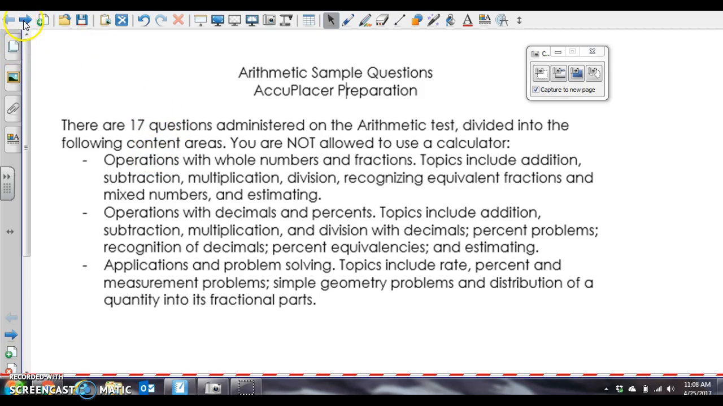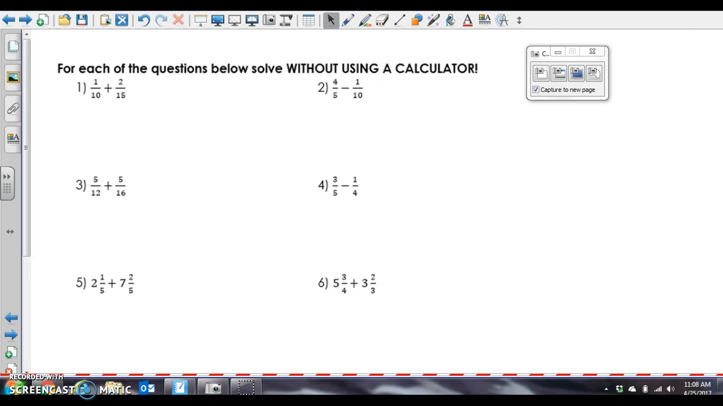Well, let me go to the next page. There we go. Okay, so for each of these you solve without using a calculator. If you have a calculator, put it on the ground. If you have your phone, don't use it.